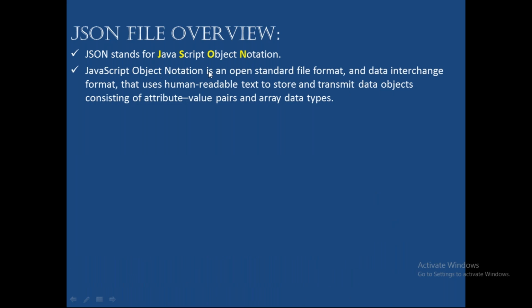Okay, any delimiter you can use. Next, let's see JSON. JSON stands for JavaScript Object Notation. JavaScript Object Notation is an open standard file format and data interchange format that uses human readable text to store and transmit data objects consisting of attribute value pairs and array data types. What it means is, whatever data you have in JSON, this data will be in attribute value pairs. It's nothing but key and value pairs.